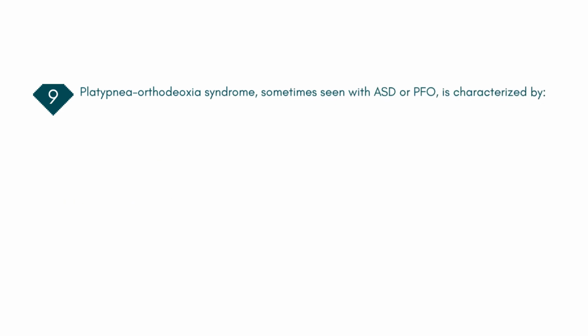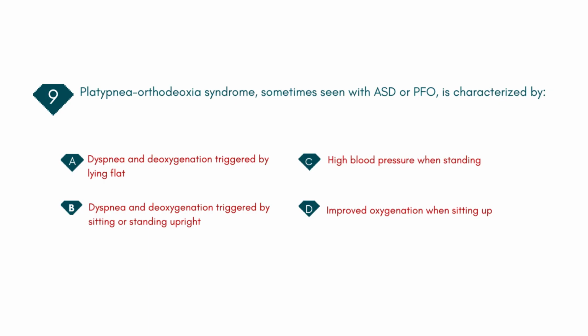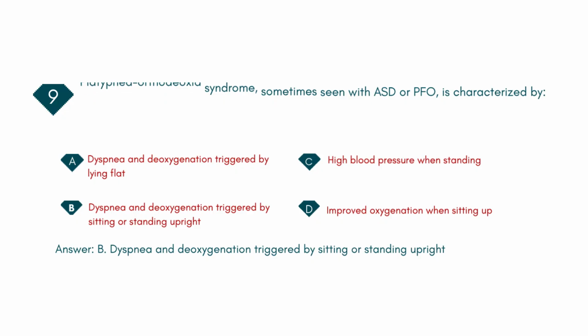Platypnea-orthodeoxia syndrome, sometimes seen with ASD or PFO, is characterized by: A. Dyspnea and deoxygenation triggered by lying flat. B. Dyspnea and deoxygenation triggered by sitting or standing upright. C. High blood pressure when standing. D. Improved oxygenation when sitting up. Answer: B. Dyspnea and deoxygenation triggered by sitting or standing upright.